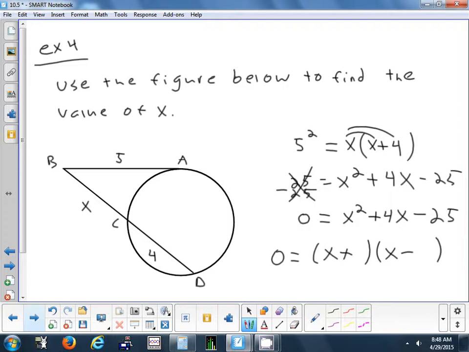Now you need 2 numbers that multiply to give you 25 and add or subtract to give you 4. Can you do that? No. You can't find 2 numbers that multiply to 25 and add or subtract to give you 4. Not nice numbers. So factoring, I'll even write that down. Factoring will not work.